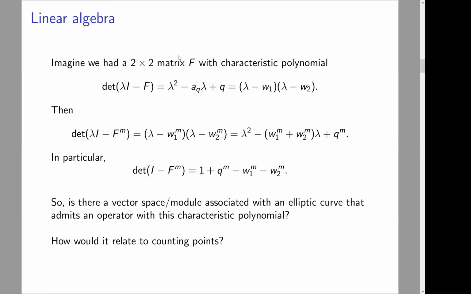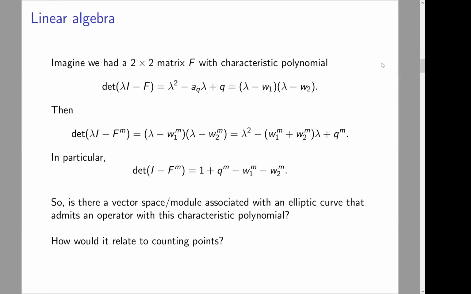So I'm going to imagine we have some 2x2 matrix F. It's just a normal 2x2 matrix, A, B, C, D. And given a 2x2 matrix, we can calculate its characteristic polynomial. So let's imagine that we had a matrix whose characteristic polynomial was, well, nearly the polynomial we wanted, but maybe the t is the other way around.